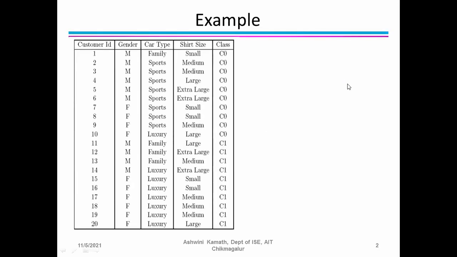So consider this example, the same example which we have been discussing for the previous two classes. Here we have customer ID, gender, car type, shirt size and class. Class is the classification. We have two classification values here, C0 and C1. So 10 examples of class C0 and 10 examples of class C1. And this is the Gini index formula. Today, using this, we'll discuss how to split the nominal attribute and then continuous attribute and so on.